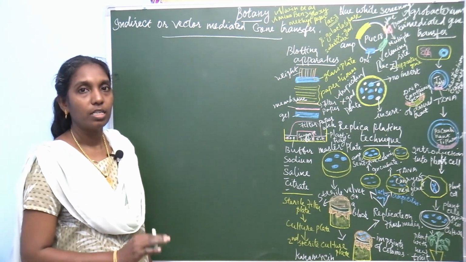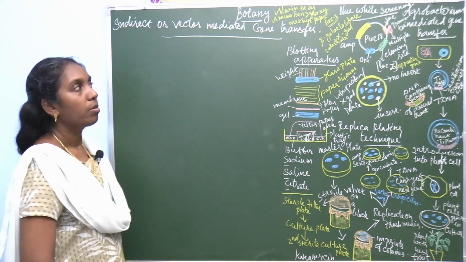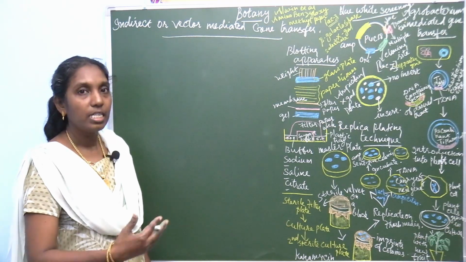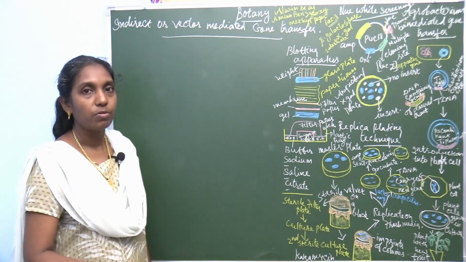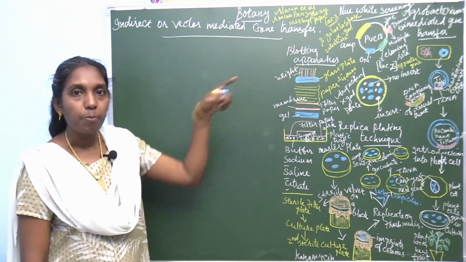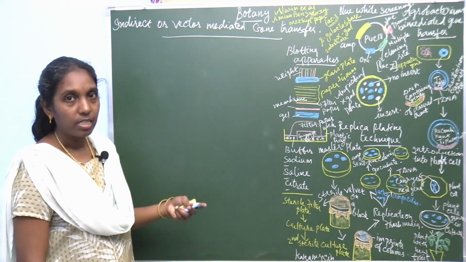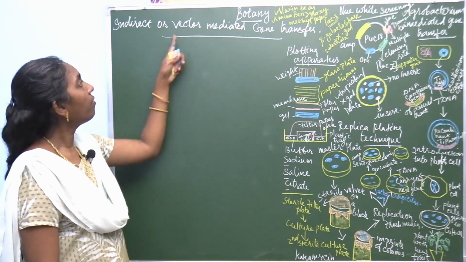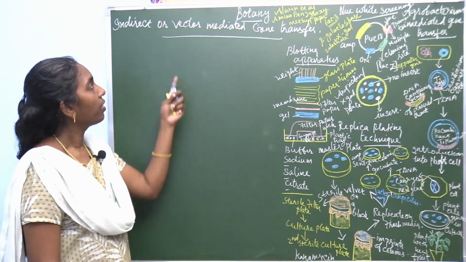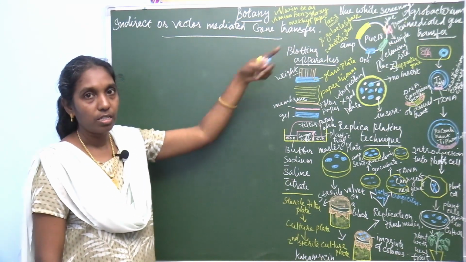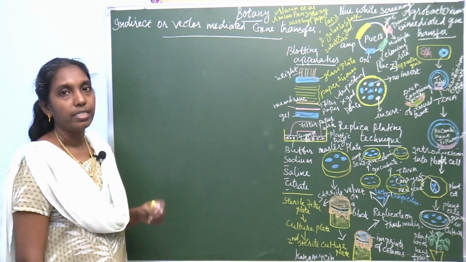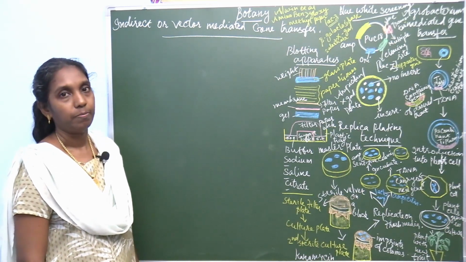So the first question, you learned the definition: what is vector mediated gene transfer. Now you are learning how the gene is transferred into the host. Gene transfer is brought about with the help of a vector. The common vector is the plasmid. Gene transfer with the help of a vector is called indirect or vector mediated gene transfer.